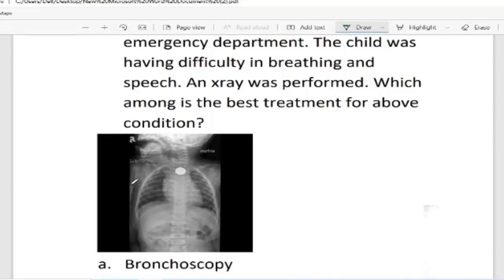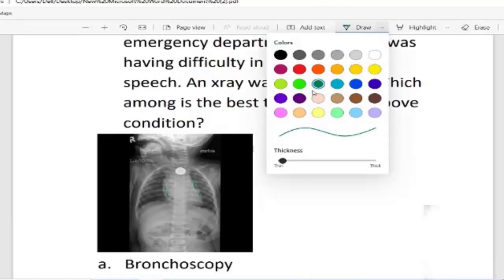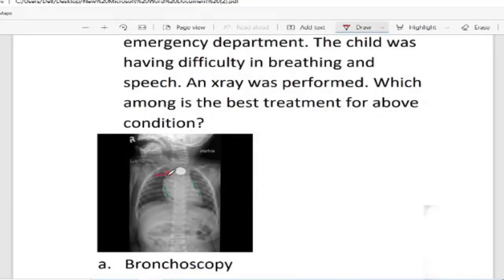It is taken from the front. That's why we can see both the lungs. We can see the thoracic cavity. We can see the cardiac shadow. Okay. So you can see there is one circle on the X-ray. What we can appreciate is a rounded, coin-like structure, which is seen like a full circle.